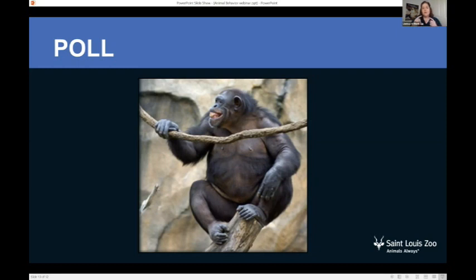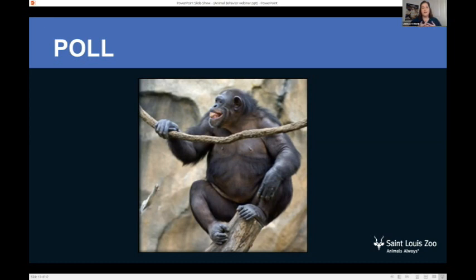But when we take a human characteristic or attribute, so a smile, and assume that it means the same thing for another animal, like the chimpanzee in this picture, that's called anthropomorphizing. If you've heard that word before, anthropomorphism. So when we give human characteristics to animals.